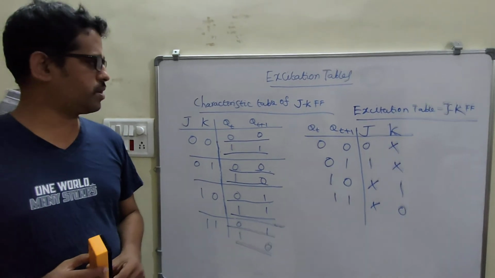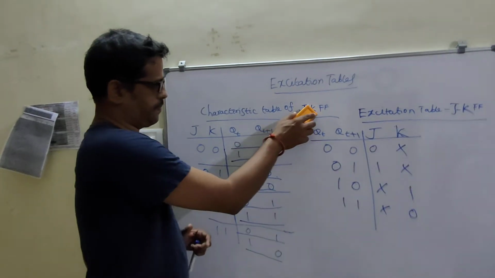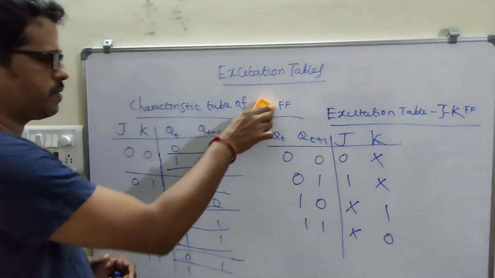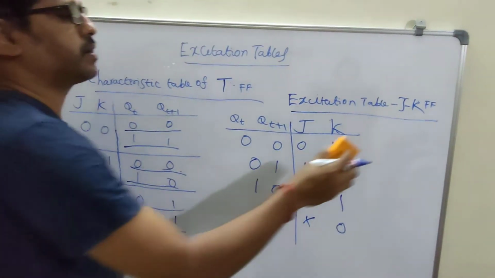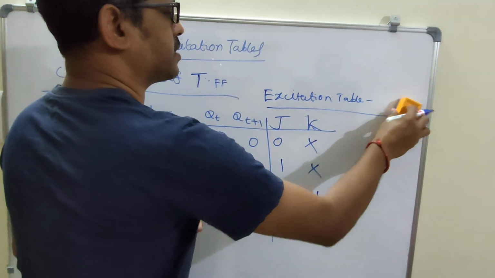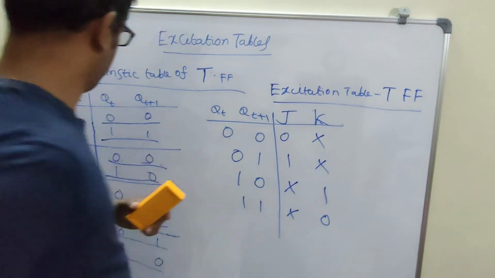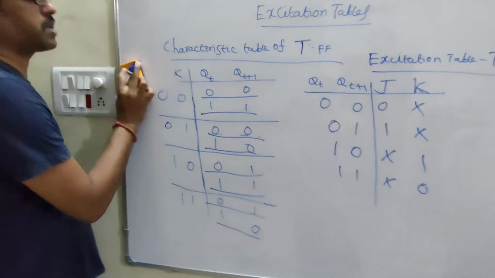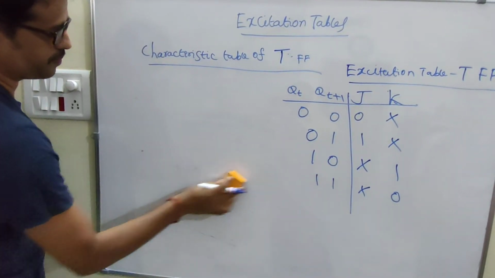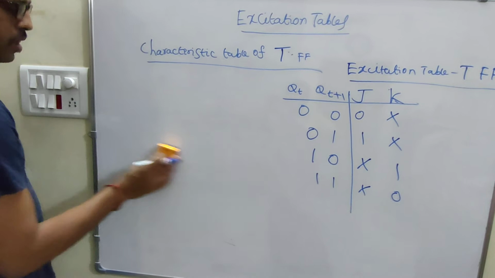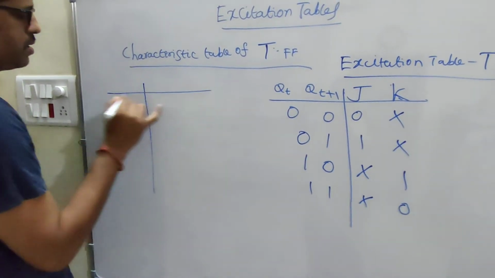Next, we are going to see the excitation table of the T flip-flop, or toggle flip-flop. So now we need to change the characteristic table because T has only one input. So how many combinations will there be? Only 2 input combinations will come, since T is the only input.